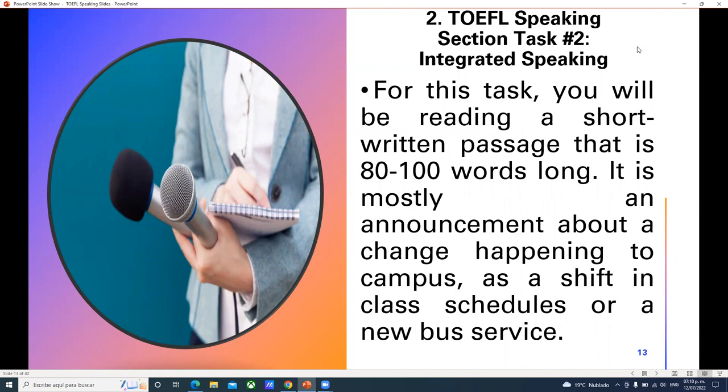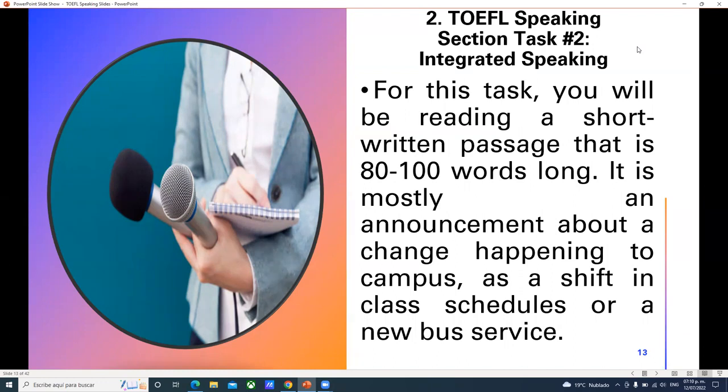It will be mostly an announcement about changes happening on the campus or to the campus, such as a shift in the class schedules, for example, or a new bus service, or something related to new buildings, stuff like that. Something that could be happening and taking place in the university.